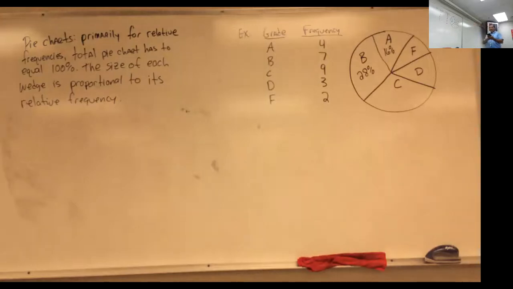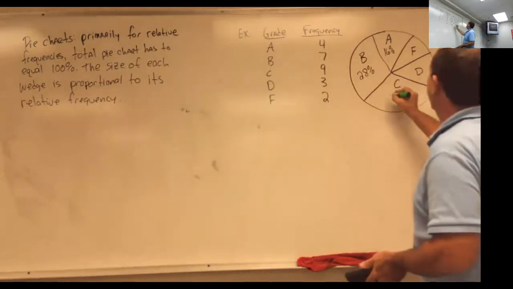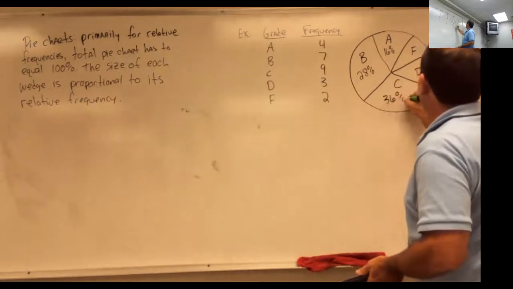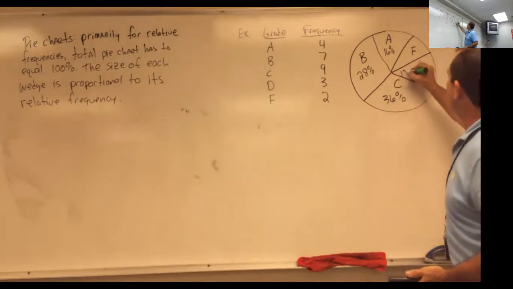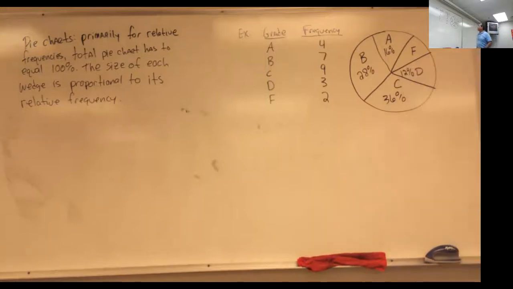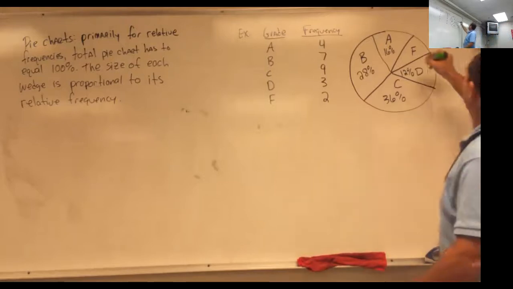C's were 9, so 9 divided by 25 is 0.36, so it'll be 36%. All right, D's was what, 3 divided by 25? 0.12 or 12%. So 2 ways you can find the F. You can add all these up and subtract it from 100, or you can take that 2 and divide by 25. So 0.08 or 8%.